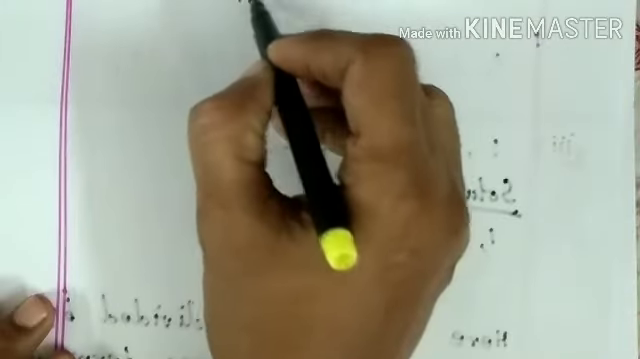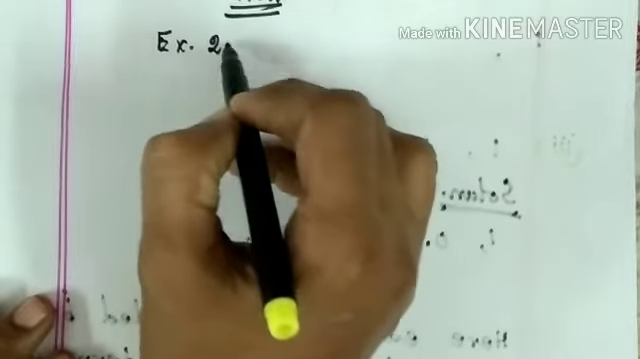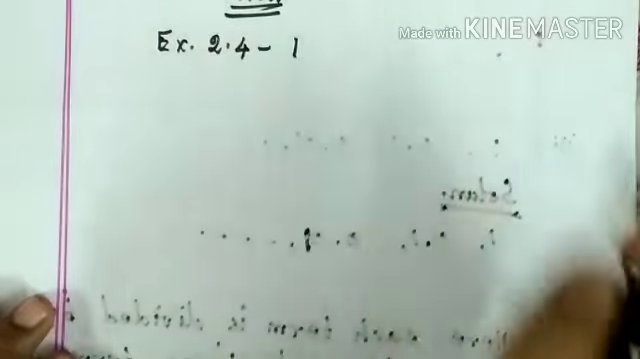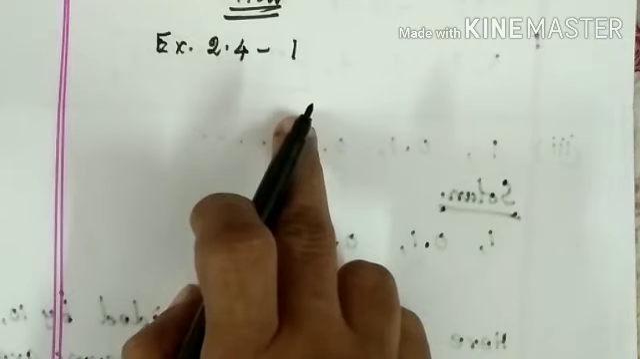Students, today's homework is exercise 2.4, first sum, related to the above examples. It has 3 subdivisions. Do it properly.